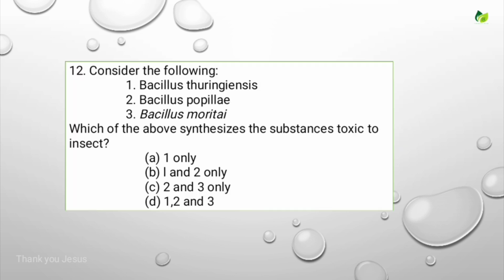Bacteria are given. Among them, we have to pick which of the above synthesize substances toxic to insects. The three bacteria are Bacillus thuringiensis, Bacillus popilliae, Bacillus moritai. For this, the correct answer is the first and second bacteria. They are used as bioinsecticides. Why? Because they produce toxic substances. They are toxic to insects. Let's see the next question.